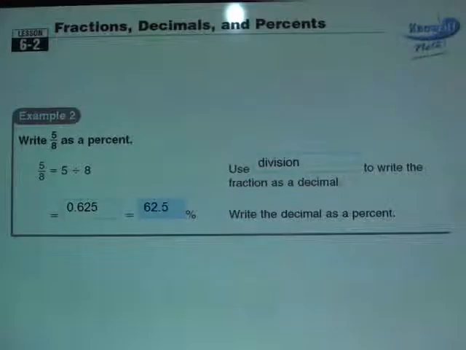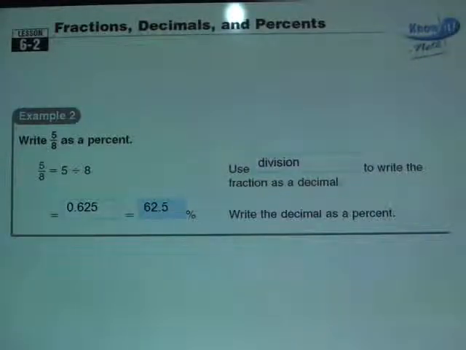Number 2, they're asking me to write 5/8 as a percent. Now, you've actually got a few possibilities here. If you want to, you can change the fraction so it ends up with a denominator of 100. Once you do that, the top number is automatically your percentage. We've done equivalent fractions this year. We've done equivalent ratios this year. So you actually know how to do that.